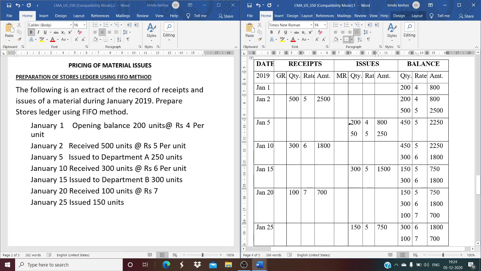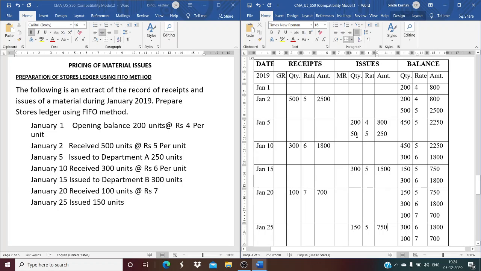So you can see here 200 at rupees 4, 800 rupees, and from this 500, 50 units are taken. 50 units at rupees 5, it is 250. Now what is remaining? 200 is completely taken and issued, and from the 500 units, 50 units are taken. So remaining is 450 units at rupees 5, 2250. Now the closing balance amount is 2250 and the quantity of closing balance is 450.